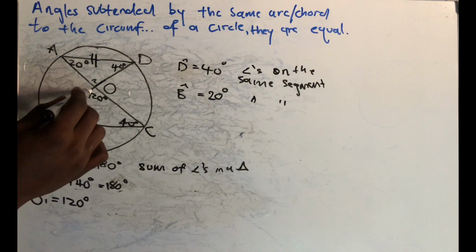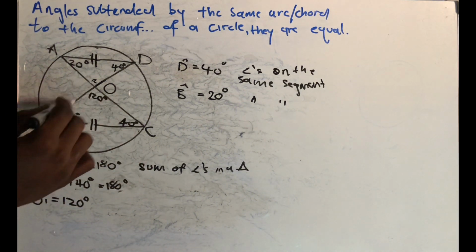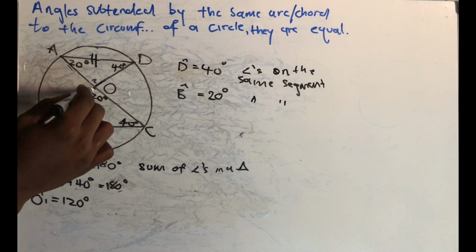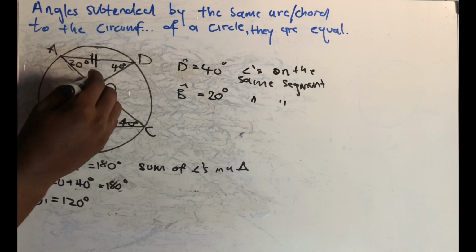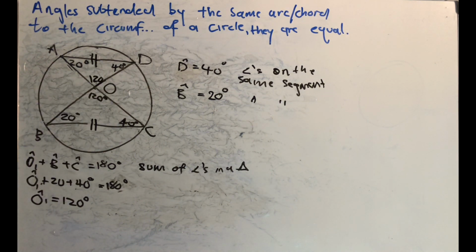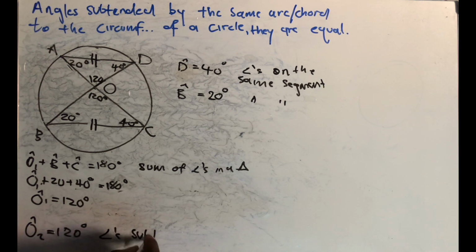You see, it subtends an angle to the center, this is 120. And also this chord subtends another angle to the center. So that means this angle is also 120. That's angle O2 equals 120. Reason: angles subtended by equal chords.